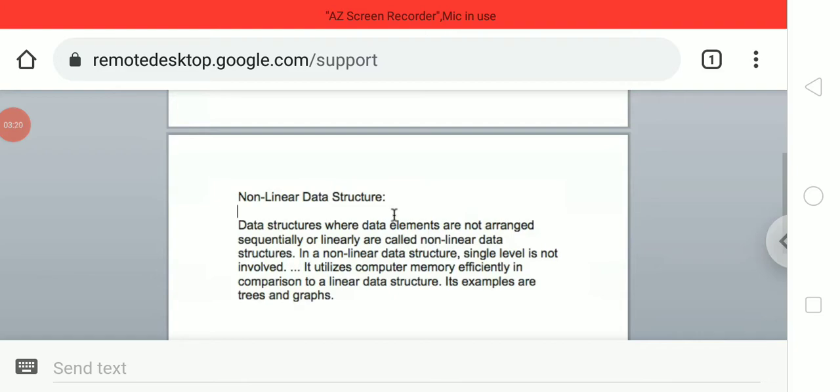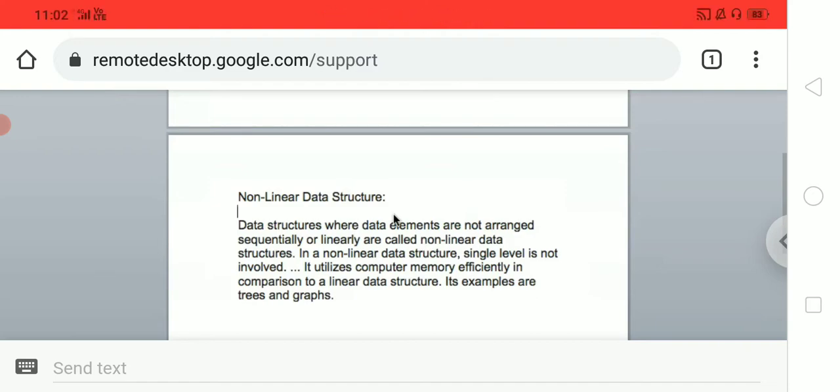Nonlinear data structures are data structures where data elements are not arranged sequentially or linearly. Single level is not involved. It utilizes computer memory efficiently in comparison to linear data structures. Its examples are trees and graphs. So the concepts of trees and graphs come under nonlinear data structures.